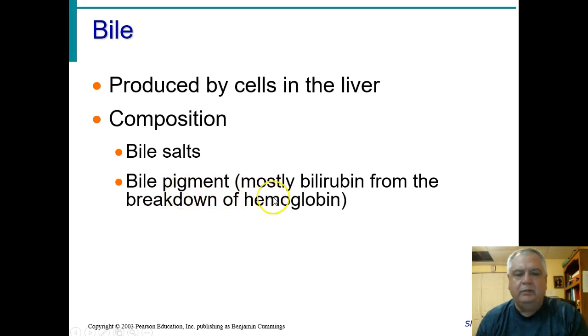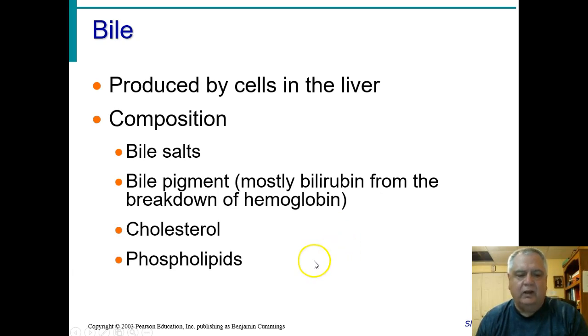There's also pigment. That pigment is mostly bilirubin, and that bilirubin is produced from the breakdown of hemoglobin. So whenever you take a look at bile, it has that bluish green coloration. That's from the bilirubin. There is also cholesterol in bile, phospholipids in bile, and that comes from the breakdown of the cells, red blood cells. When they're broken down, these components are transported to the liver. And then there are also electrolytes, which are ions that we find in the bile as well.